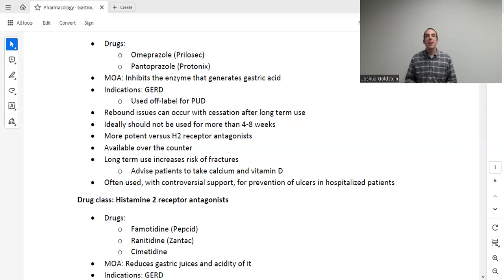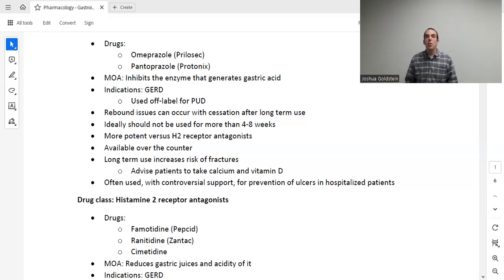The next drug class we have are the H2RAs, histamine 2 receptor antagonists. You'll remember we had histamine 1 receptor antagonist. That's what Benadryl is. But in this case, we're talking about H2RAs. And again, you're probably familiar with these drugs. They're available over the counter. Famotidine, ranitidine, those are Pepcid, Zantac, and there's several others.